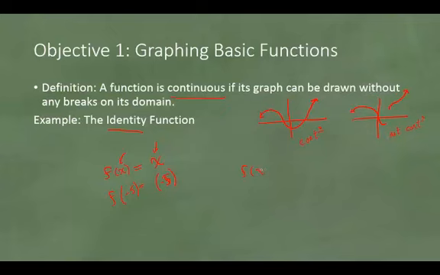If we were to plug in x squared plus 1 into the identity function, then x squared plus 1 would have to come out here.